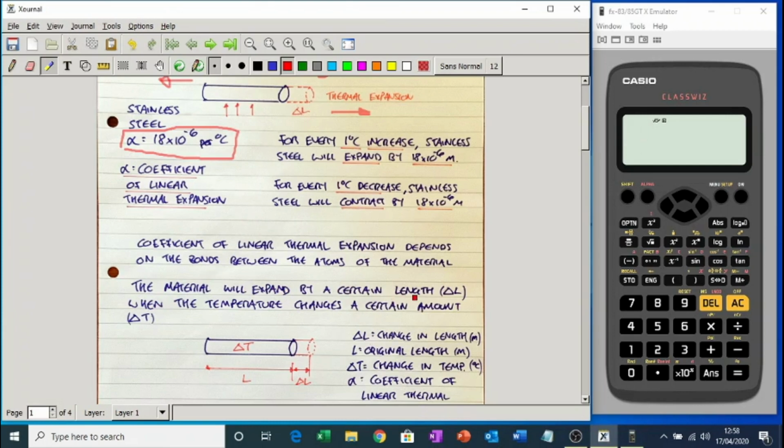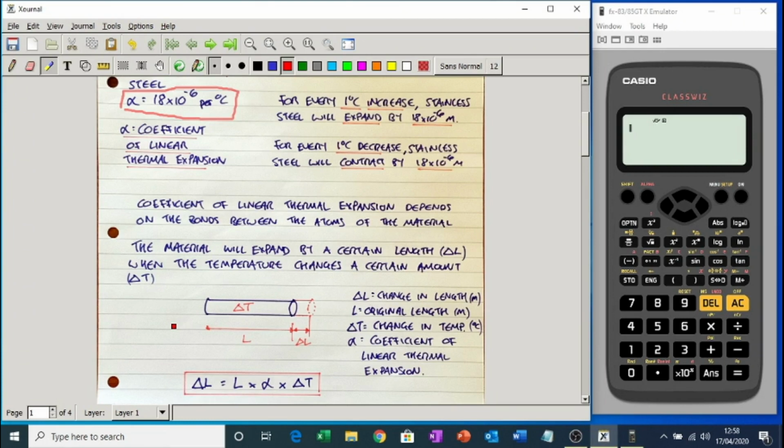A material will expand by a certain length, so delta L is the change in length when the temperature changes a certain amount, the change in temperature. So if we've got a change in temperature and we know the length, we can work out the change in length if we know this coefficient of linear expansion. So delta L means change in length in meters. L means original length in meters. Delta T means change in temperature. Now it doesn't matter what unit that's in because it's a change, so it's one take away the other, as long as it's in both the same units.